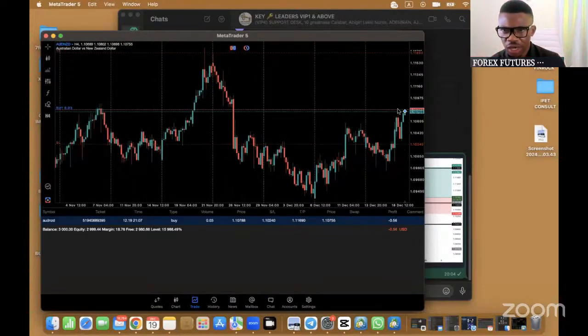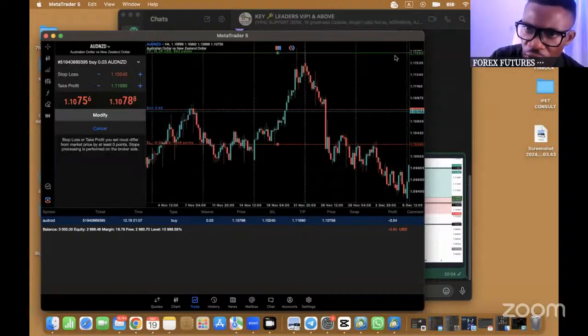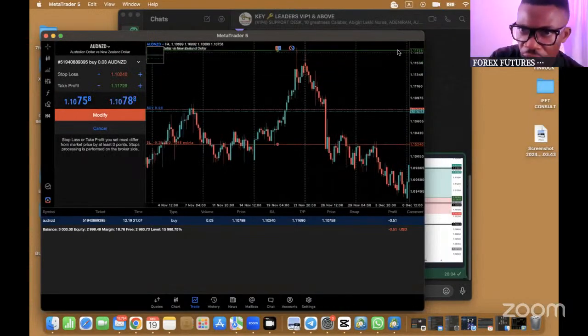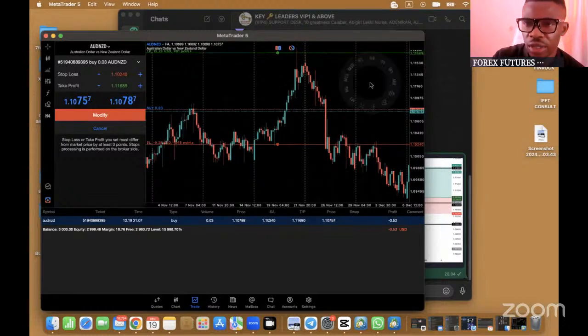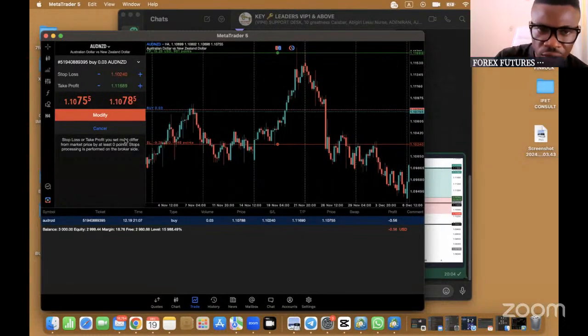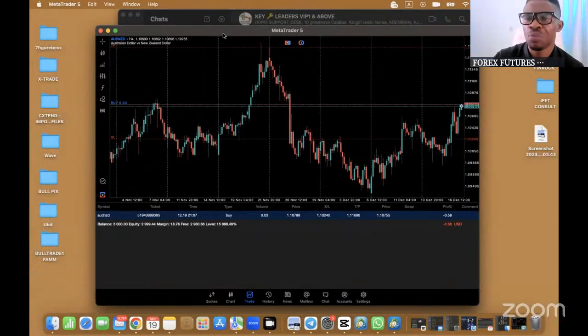We can drag the take profit down. The take profit is draggable, you see. We can drag it down to close the trade. It's only one option, but I'm supposed to find that icon where we click and the trade closes. I'll find it. But because of our time right now, I don't want to be stressing myself. So this is how to open a position on MT5.